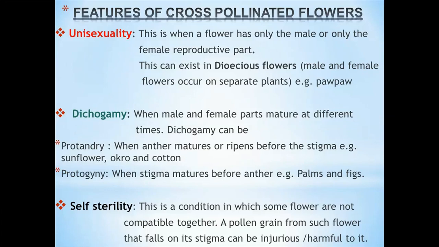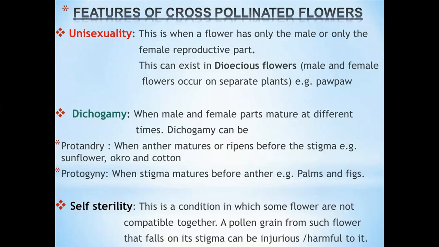What do we mean by dioecious plants? These are plants with the male and the female flowers, which occur on separate plants. So we have a plant with just the male part, and we have another plant with just the female part. Such a plant is a dioecious plant, and such a flower is a dioecious flower, and so purple is a good example.